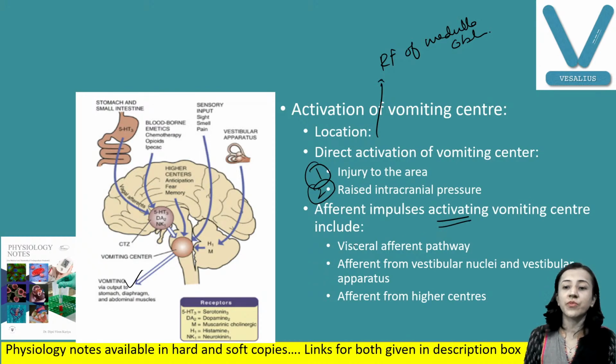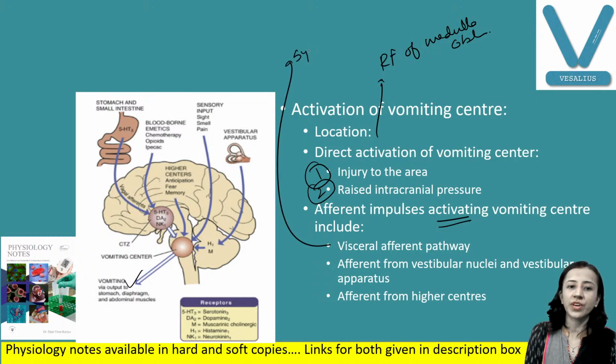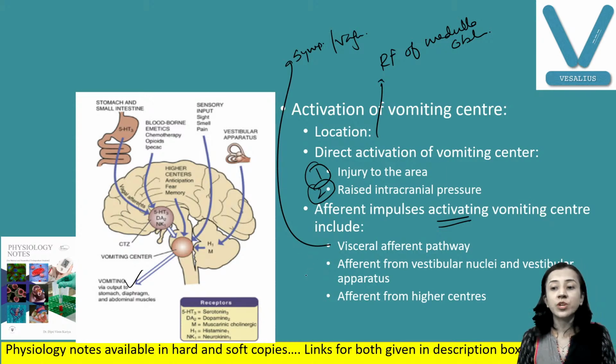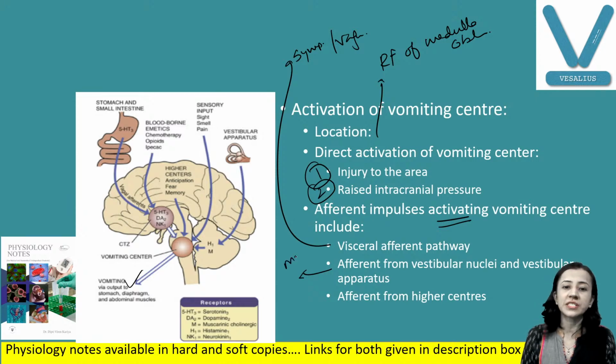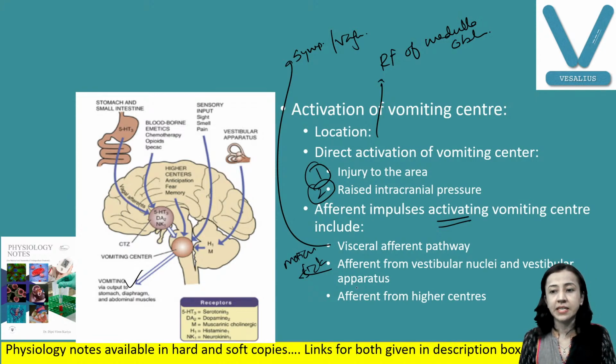These may be visceral afferent impulses, through sympathetic or vagus nerves, or afferent impulses from the vestibular nuclei and vestibular apparatus, commonly in cases of motion sickness. Or they may be afferent impulses from higher centers like the diencephalon and limbic system, for example a nauseating smell, a sickening sight, fear, or a previous memory of nausea. Any of these also stimulates the vomiting centers.